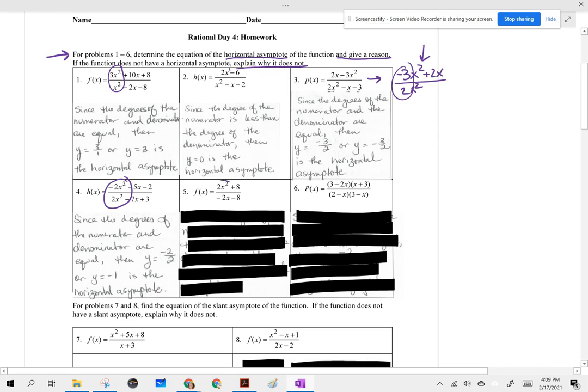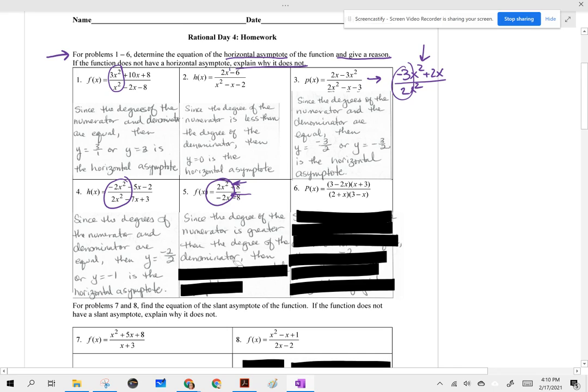And let's look at 5. The question was horizontal asymptote. So because this numerator degree is 2 and the denominator degree is 1, then there is no horizontal asymptote. Okay, so since the degree of the numerator is greater than the degree of the denominator, then there is no horizontal asymptote.